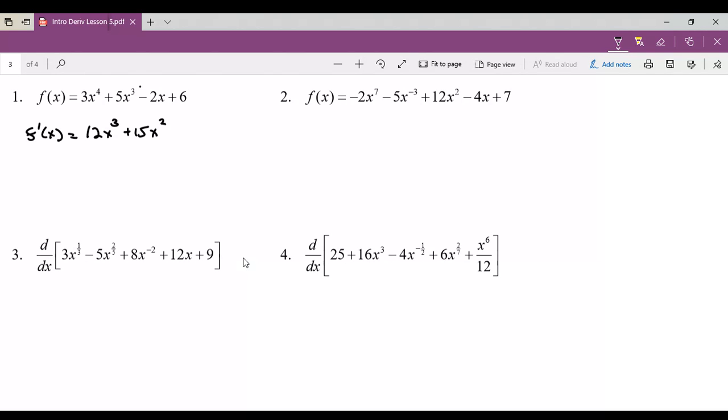Now, what do you do here? This is that one I said I probably should have given you a separate rule for. Who remembers what the derivative of just negative 2x would be? Hopefully you're saying it's just negative 2.